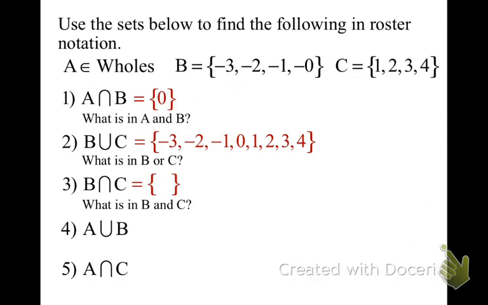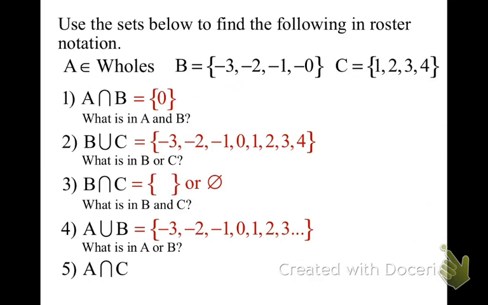A union B, the only whole number, no, it's a union. I have to combine them, so it's -3. We can actually start with all of B and then write ... We can show a little bit of the whole numbers, and we have to show every whole number that's included in the set.